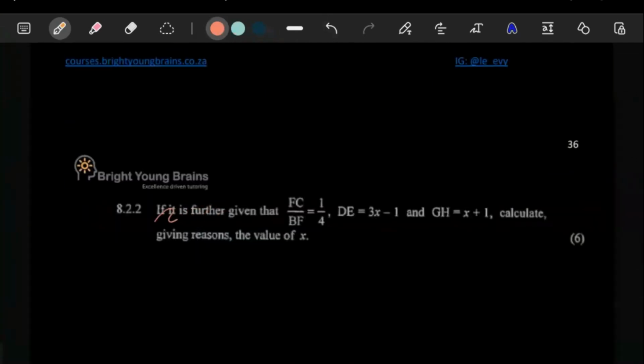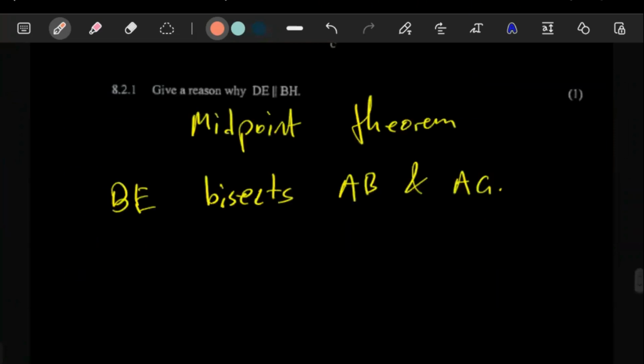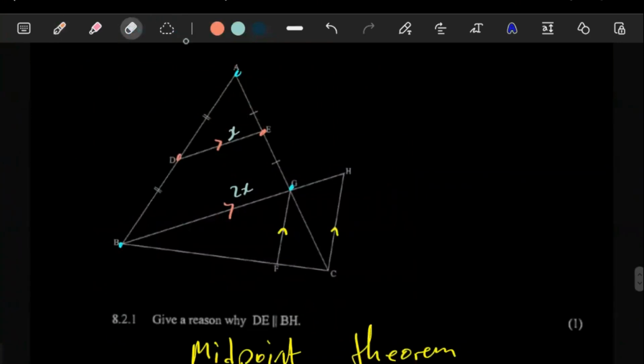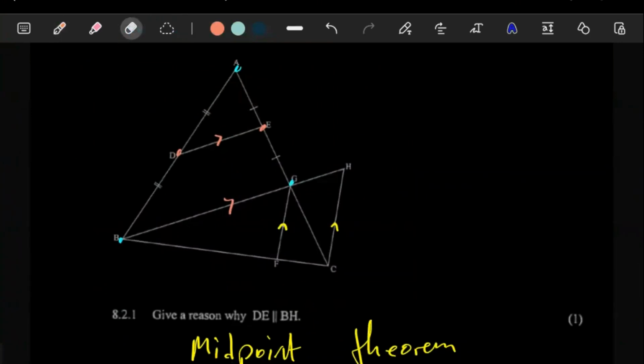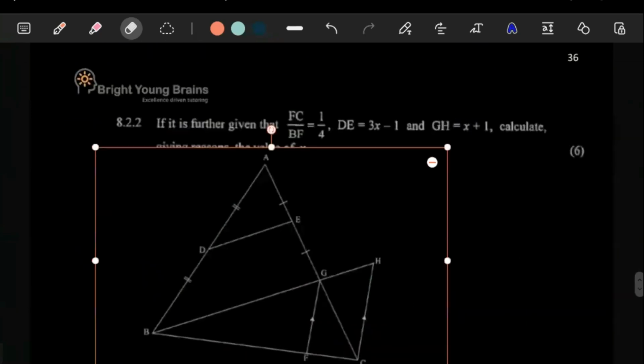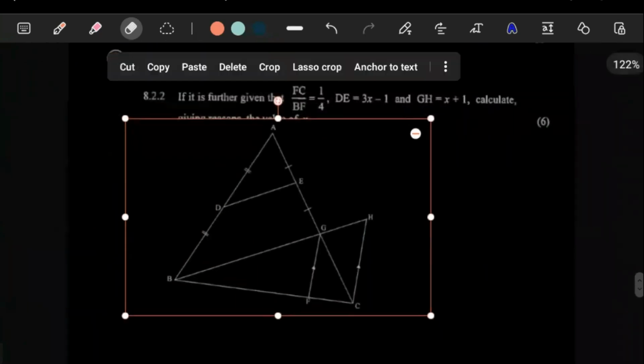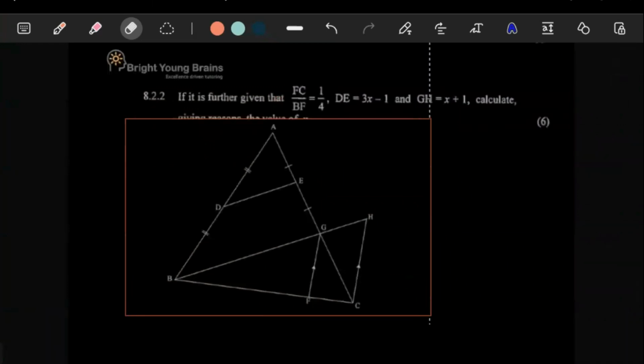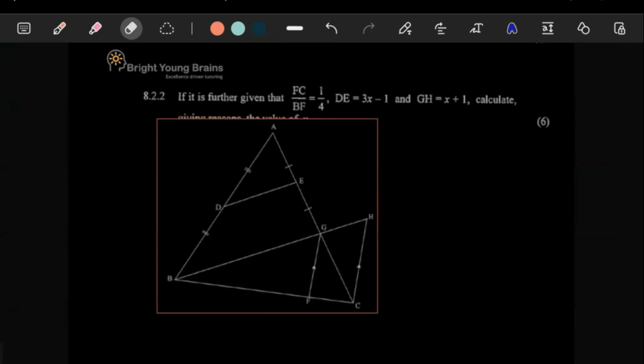8.2.2 says, if it is further given that FC over BF is a quarter, the ratio, and DE is 3x minus 1, and then GH is x plus 1, calculate with reasons the value of x. So let me just remove this so we don't get confused. But let's get our sketch a bit closer to where we're going to be writing, because it seems like we need the sketch anyway. So let's get the sketch here, crop, move this here. There we go.